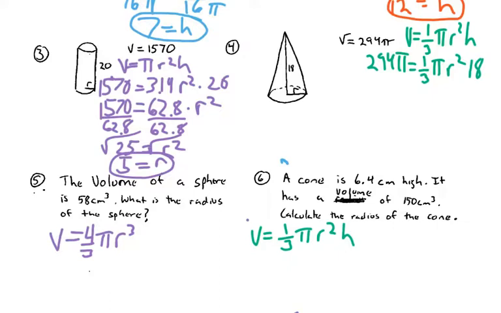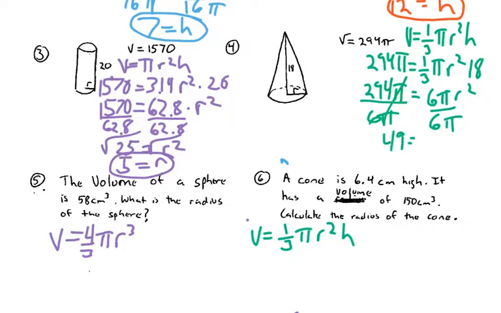So now I'm going to clean up the right side by multiplying 1/3 times 18. Those are the only numbers over here, so that's the only thing I'm going to multiply. 1/3 times 18. Some of you may need a calculator, some of you may not. So 1/3 of 18 is 6 pi r squared. Divide both sides by 6 pi. And the pi's cancel. Again, that's kind of nice. They go away on us. 294 divided by 6 is 49. It's 49 equals r squared.